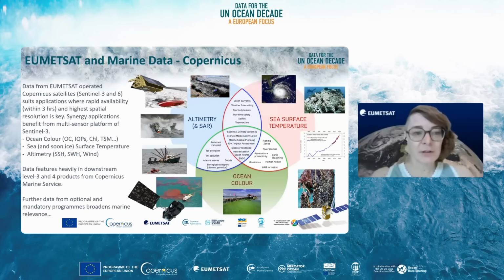Looking at those missions, we fly the Copernicus Sentinel-3 and 6 satellites, and we provide the data from these in terms of ocean color, sea and soon ice surface temperature, and a variety of products derived from the altimeters. This data comes out basically as quickly as you can get it anywhere in terms of satellite data. Within 3 hours, our NRT streams are available. It's also at the native resolution of the instruments. So this sort of data suits applications where you need the data as soon as possible and where you want to have highest spatial resolution and maybe some flexibility in your downstream processing.